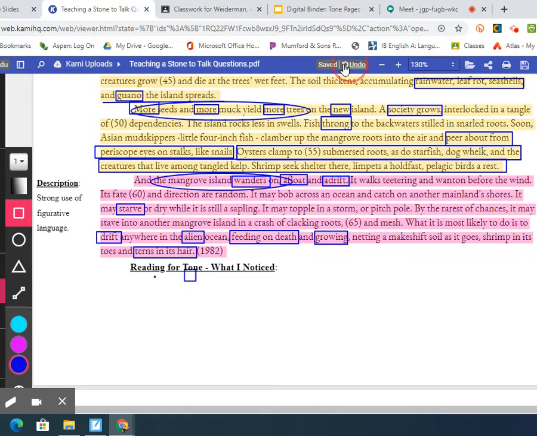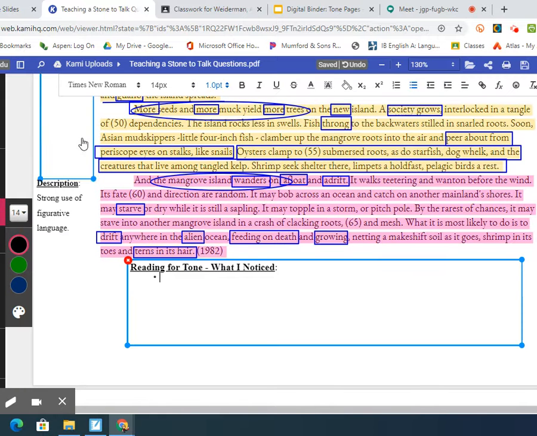right? Whoops. Did not want to do that. In the midst of some pretty negative characteristics, right? She talks, we've got words like starve and alien, feeding on death, right? But these are kind of juxtaposed with words like growing and germinate, repetition of the word more seeds, more muck yield more trees, right? Society grows. Society is seen as a positive thing. It's a living, breathing, moving entity.